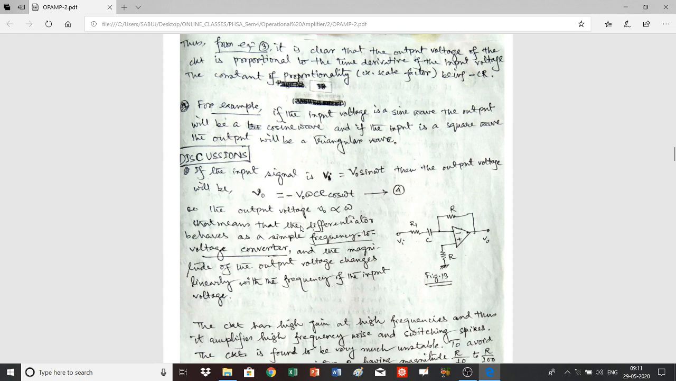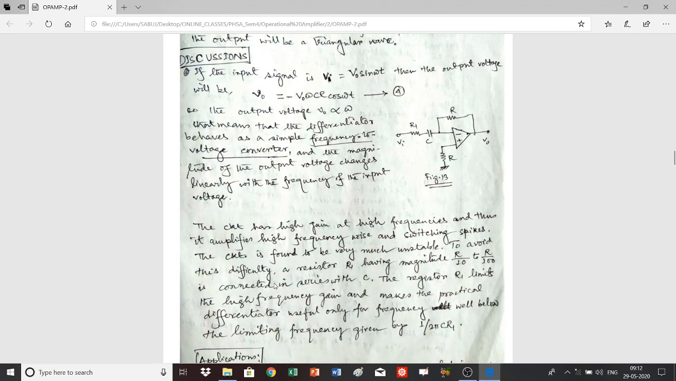Or you can conclude from this knowledge that in case of a differentiator, you can obtain the output voltage which is proportional to the frequency of the input voltage. That means the differentiator behaves as a simple frequency to voltage converter, and the magnitude of the output voltage changes linearly with the frequency of the input voltage.